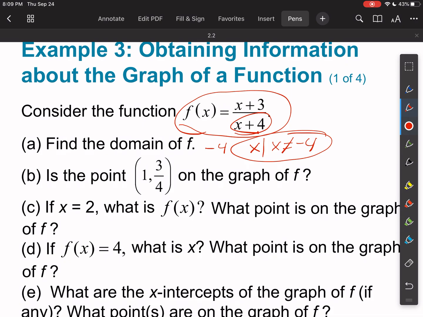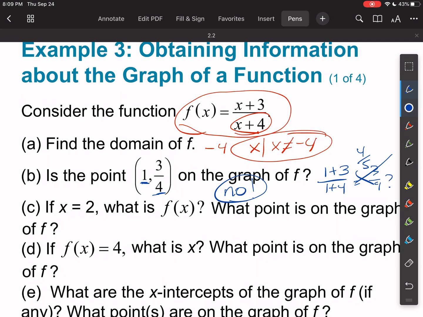Then for b it says, is the point (1, 3/4) on the graph? All right, so we can check that very simply. 1 is an x value. So if I plug a 1 into the function, do I get 3/4 out? So is (1 plus 3) over (1 plus 4) equal to 3/4? And the answer to that is no, it is not. It's equal to 4/5. So we would say no, it's not on the graph.